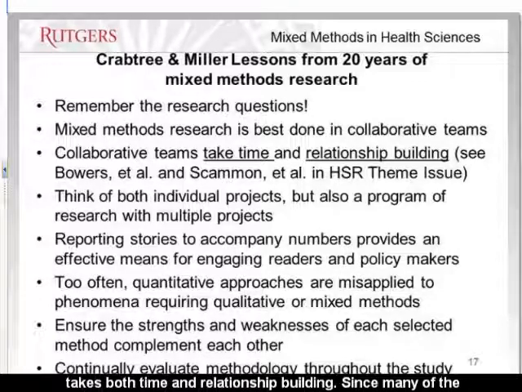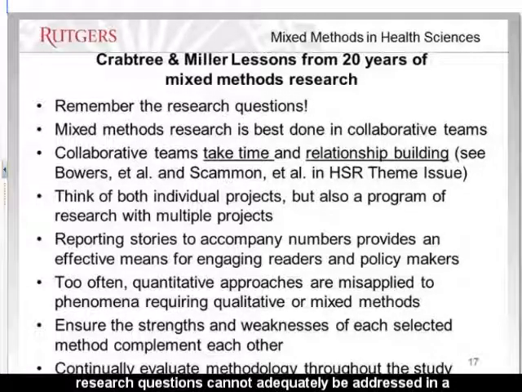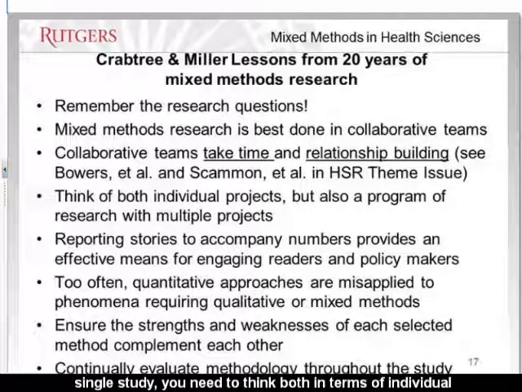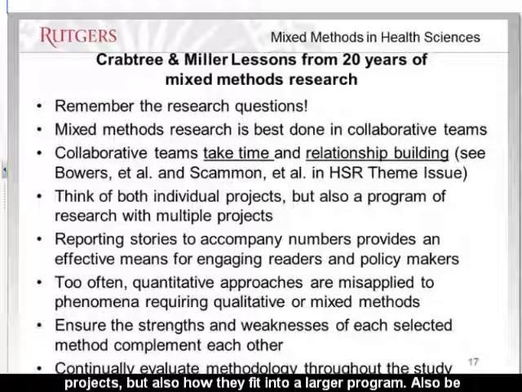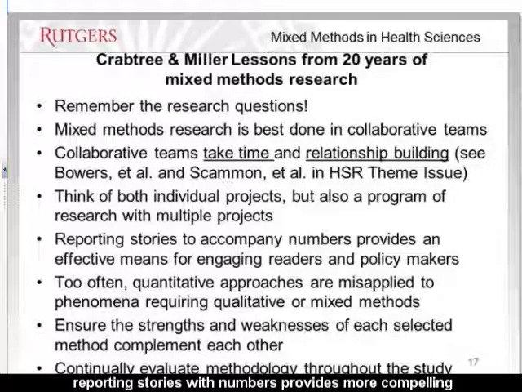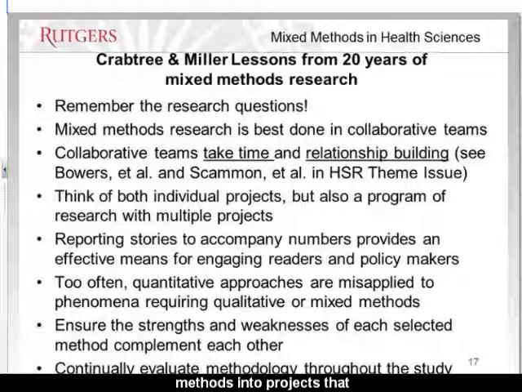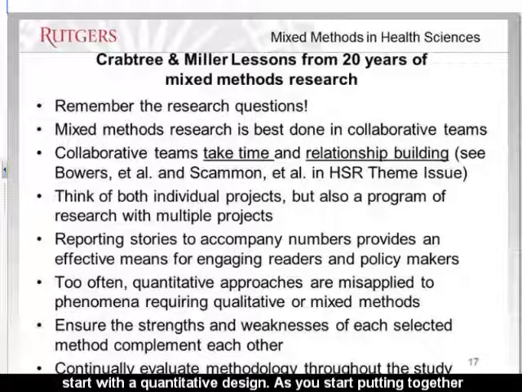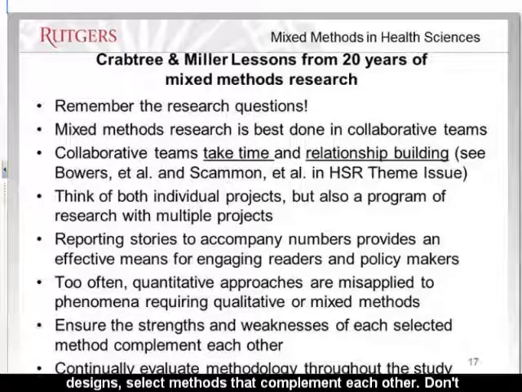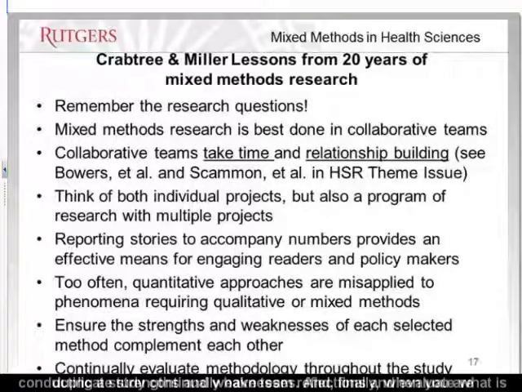Since many research questions cannot adequately be addressed in a single study, you need to think both in terms of individual projects, but also how they fit into a larger program. Also be aware that numbers only provide part of an account, while reporting stories with numbers provides more compelling results. So think about regularly integrating qualitative methods into projects that start with a quantitative design. As you start putting together a design, select methods that complement each other. Don't duplicate strengths and weaknesses. And finally, when you are conducting a study, continually have team reflections and evaluate what is working and not working in your methodology. Next slide.